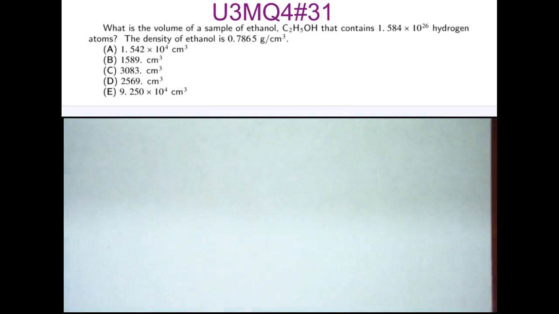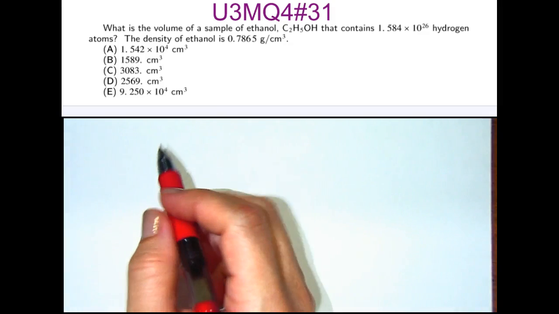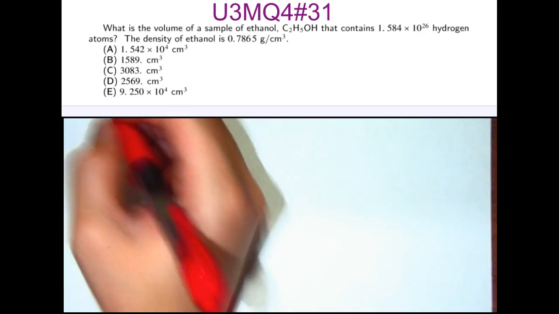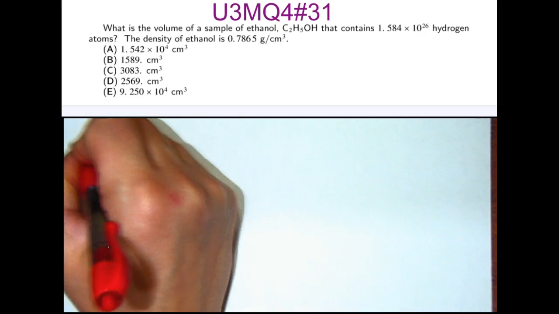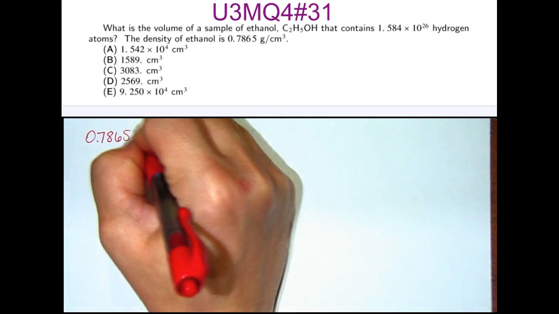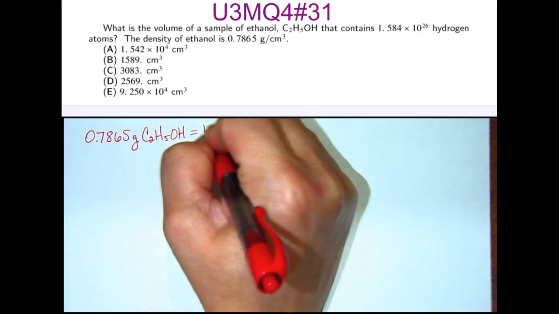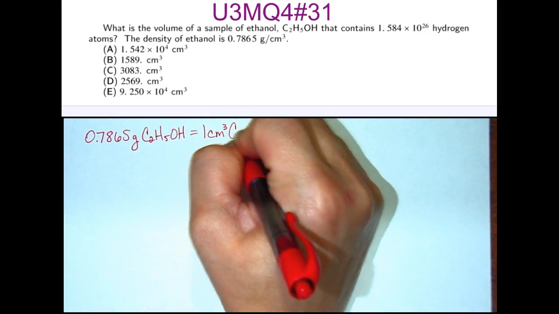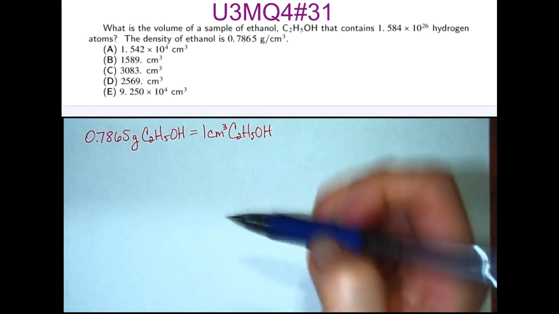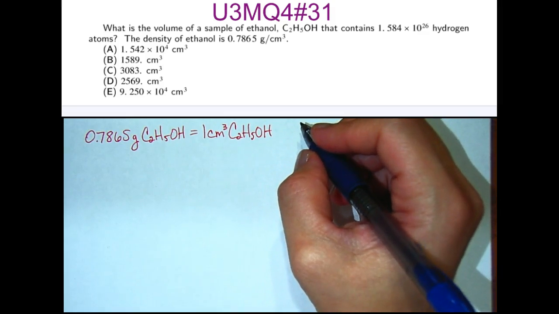What is the volume of a sample of ethanol, which is C2H5OH, that contains 1.584 times 10 to the 26 hydrogen atoms? And we're given the density of the ethanol, which we can turn into a conversion factor. 0.7865 grams of C2H5OH is equal to 1 cubic centimeter of ethanol. We also need to identify the relationship between ethanol and hydrogen atoms, since we're given the amount of hydrogen atoms.